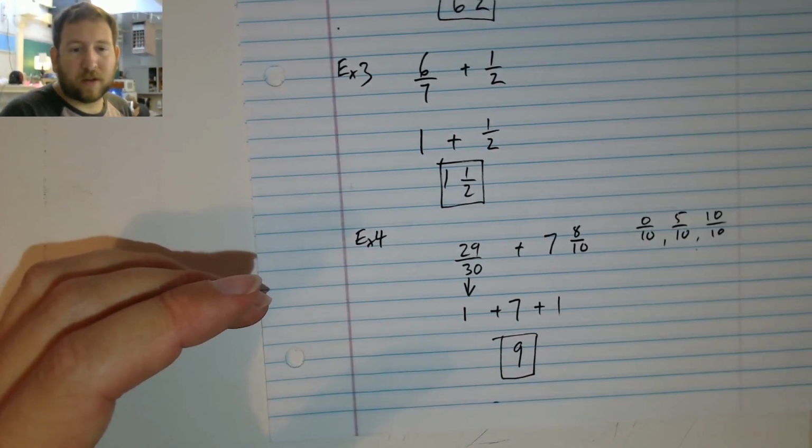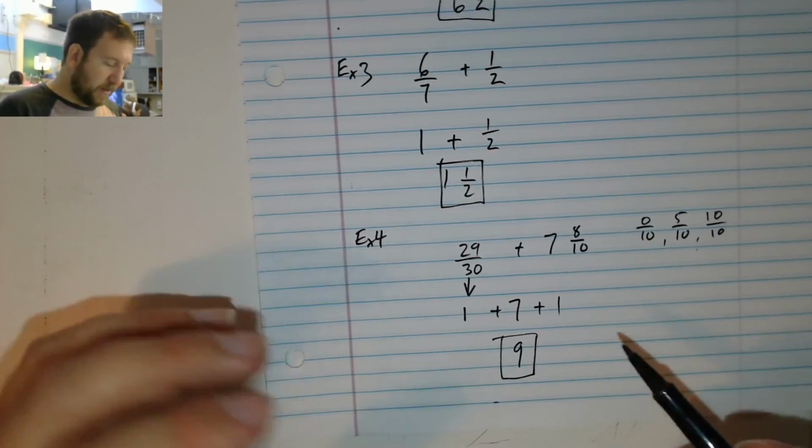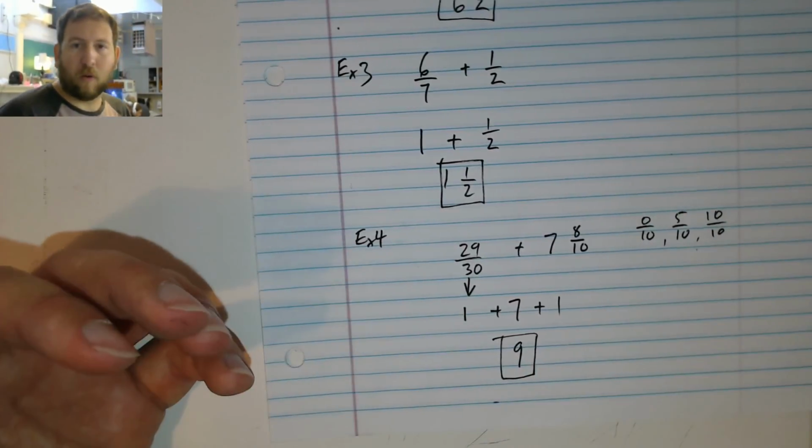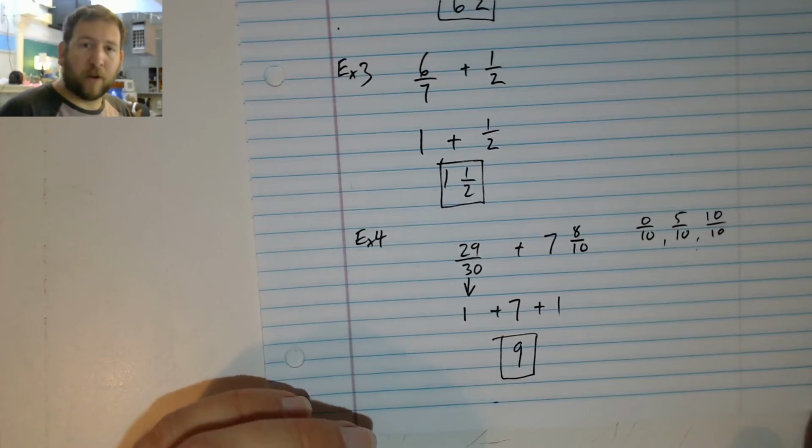And that's pretty much all you're going to do for these. It's pretty easy because everything turns into a half or a whole, and you should be able to go through these problems pretty quick.